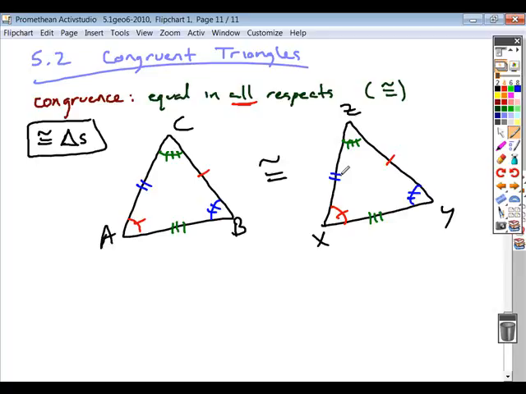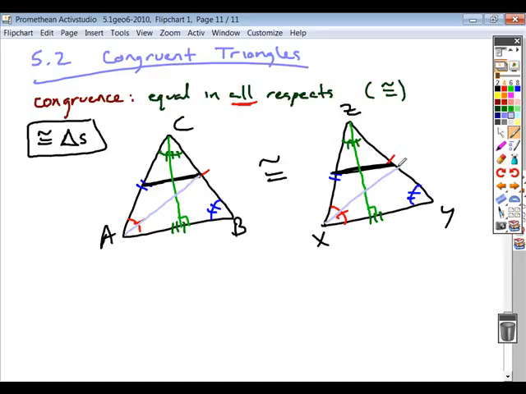And now it doesn't just stop with these 6 pieces of information. Any corresponding mid-segments would also be equal. Any corresponding altitudes would also be equal. Any corresponding medians would also be equal. So anything that has a measure between these two triangles is going to be equal. So their perimeters will be equal. Again, any measurable quantity that corresponds is going to be equal for these.